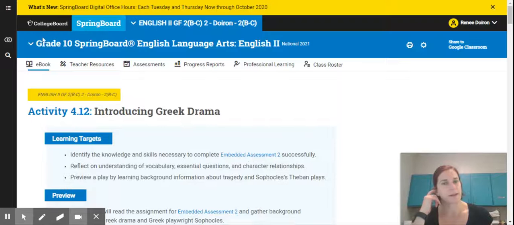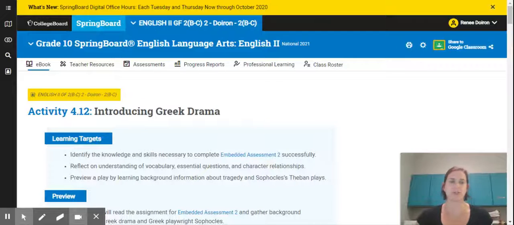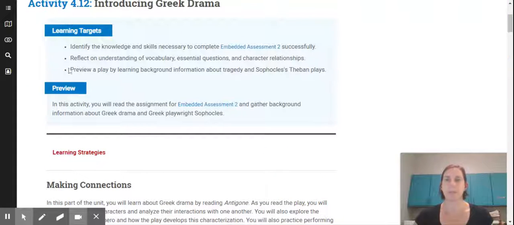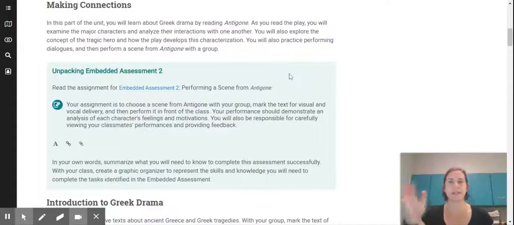And we're going to talk about this activity 4.12, Introducing Greek Drama. Here are the learning targets. Particularly, we're going to deal with what we need to know for tragic drama and Sophocles as we get into this play. So Antigone is obviously a very old play, written by Sophocles, ancient Greek drama. And so we talk about it because it does have universal themes, which is something I'm going to talk about a lot when we're reading older literature.